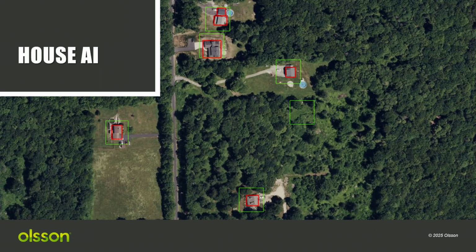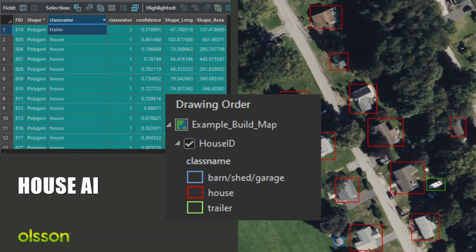We have the green box, which is what was sent to the AI tool, and then the red polygons for what was detected inside. Very similar, here's what it looks like with the attribute table and the different colors for the different structures that were found. In the bottom right, you can see we identified a trailer in green, all of the houses in red, and then there is a barn or garage or a shed near the bottom.